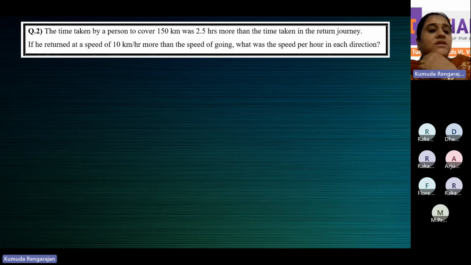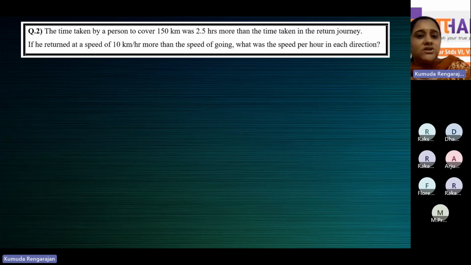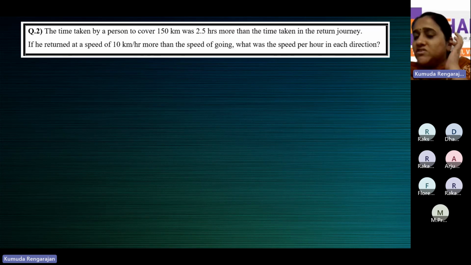The next question is: the time taken by a person to cover 150 kilometers was 2.5 hours more than the time taken in the return journey. If he returned at a speed of 10 kilometers per hour more than the speed of going, what was the speed per hour in each direction?